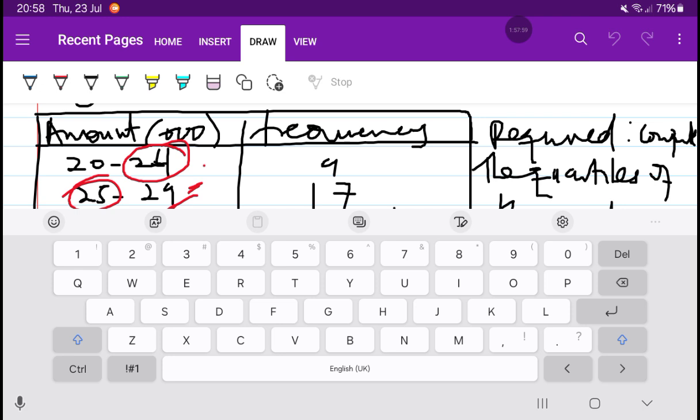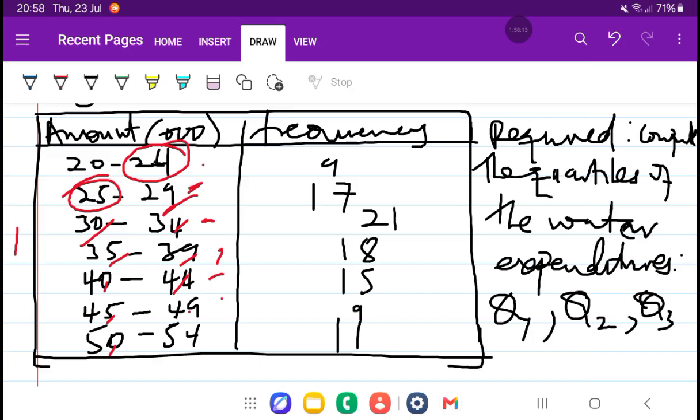We said if we are picking the upper limit, we pick the upper limit. The upper limits will be 24 and 29 of the previous class and then the preceding class. 29 minus 24, that's a 5. Or we can take the lower limits of the two classes, 25 and 20. 25 minus 20, that's 5.